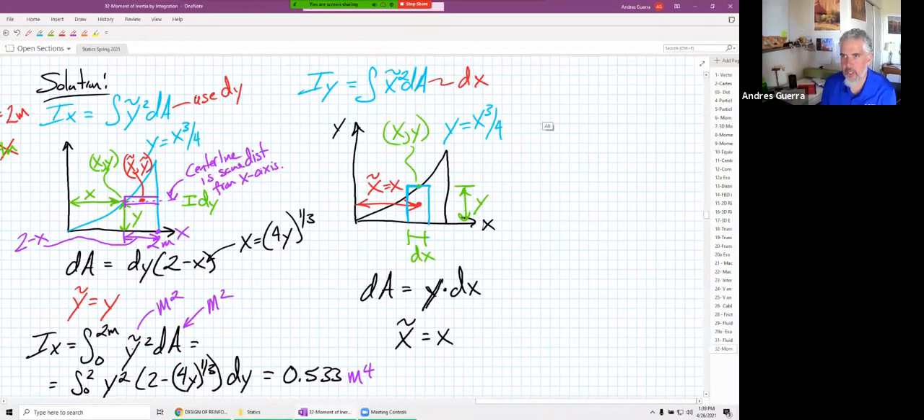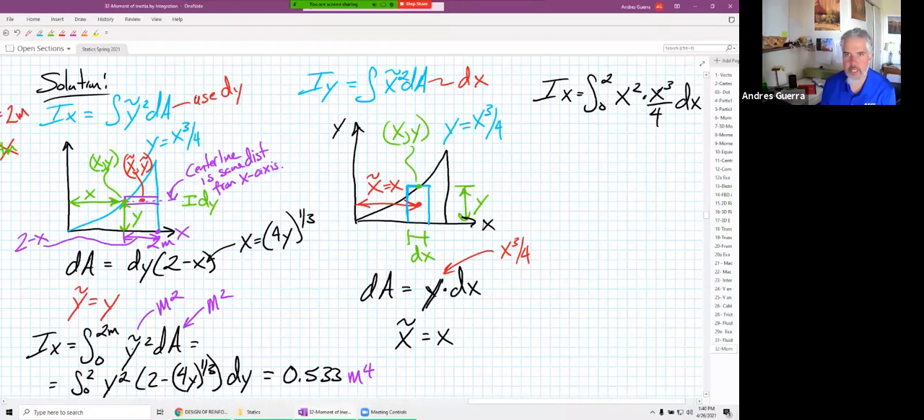And so now we can plug this in. It's going to be the integral from 0 to 2 meters now. x tilde is x, so x squared, and then times y dx. Oh, we need to substitute out y. What is y equal to? It's x cubed over 4. So x cubed over 4 times dx there.